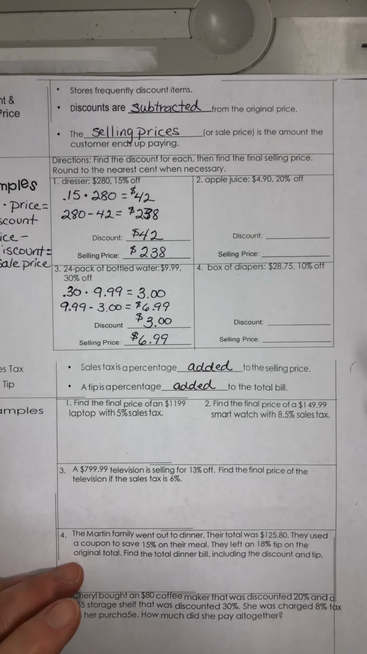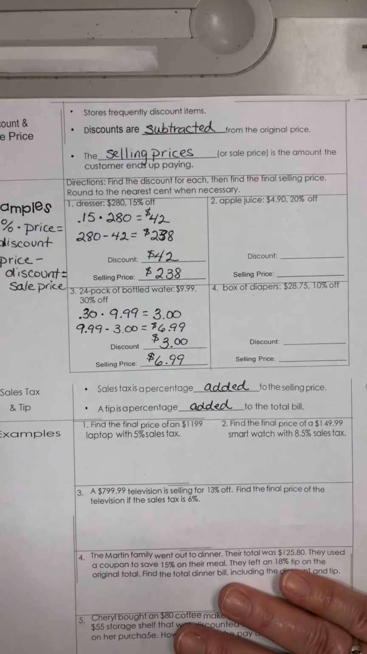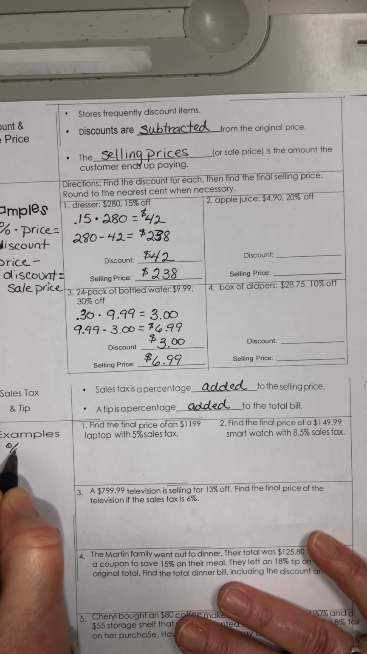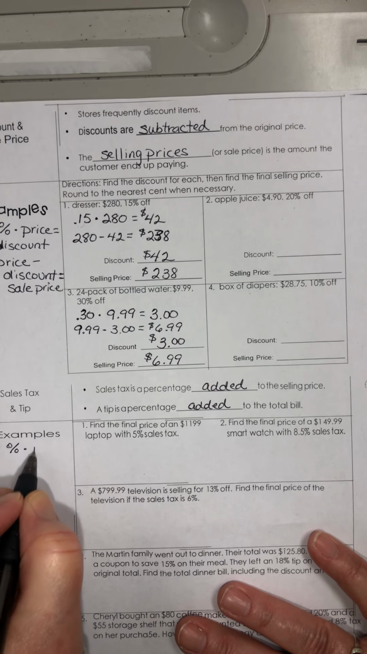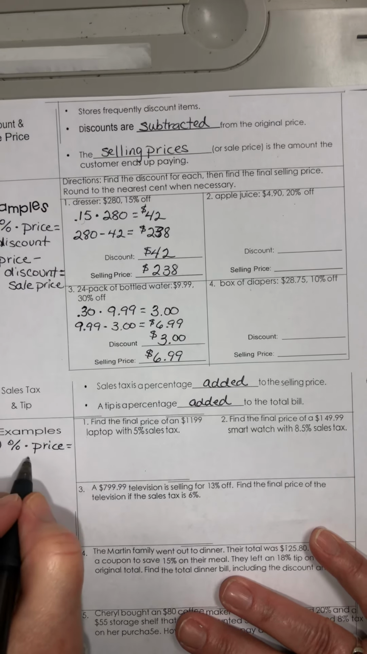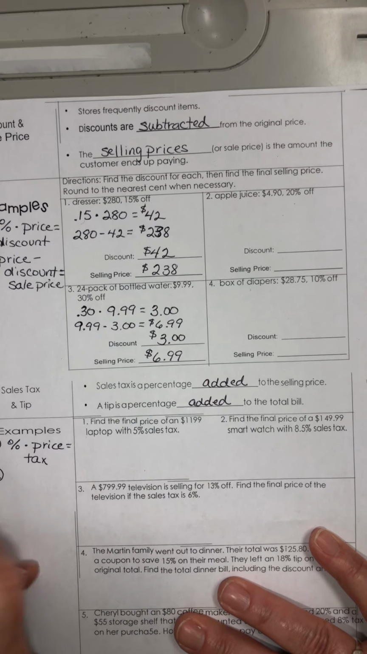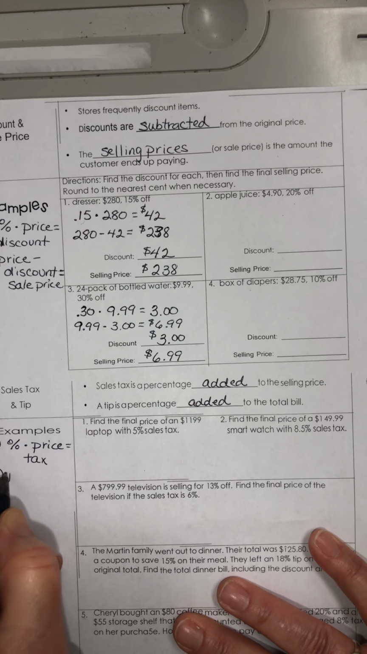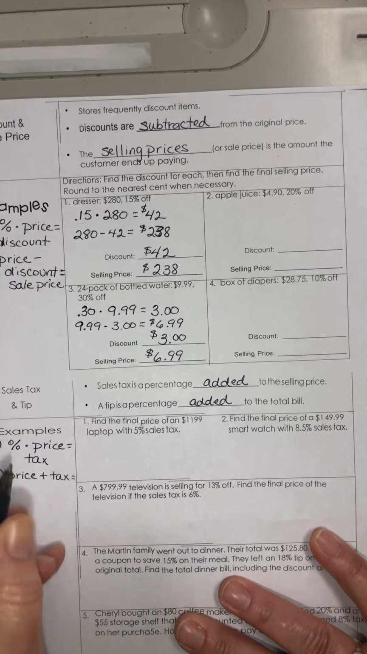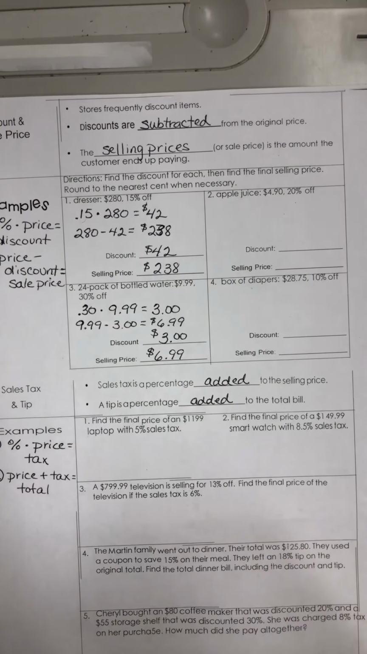Okay, so the difference between what we did on top and what we're doing down here is these are things that are added on. The process is the same. We're going to take the percent number times the price, and that will give us, this time, our tax. All right, and the second step, we take the price and we add the tax, and that will give us our total that we're going to have to pay.